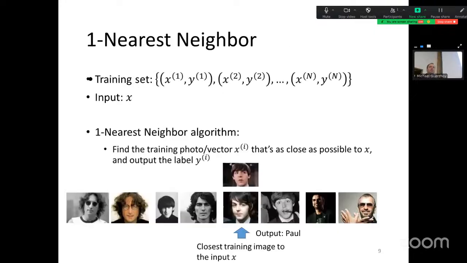So here is probably the simplest possible way that you can do it. This is called the one nearest neighbor algorithm. Imagine that we have a training set, the set that you have initially. How many people know those people? Okay, most people. It's John, and George, and this is Paul, and this is Ringo.